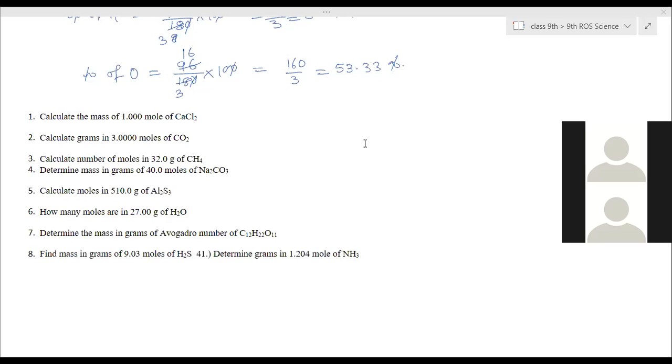Ma'am, the 10th one, second one, shouldn't it be 51 by 27? 5.1, sorry. NH3, no, it is given. Oh, yeah, sorry. 10th, ammonia they have given, not aluminium. Yes, ma'am. Ammonia, 17.